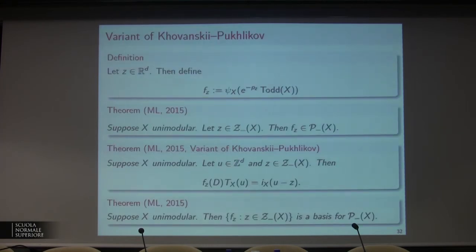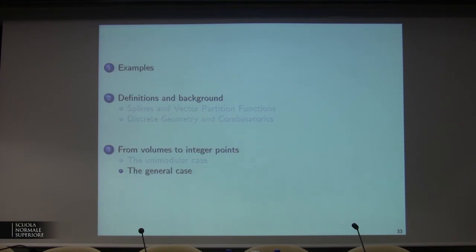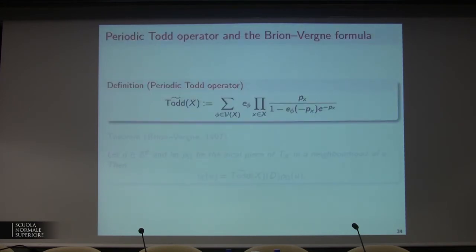Yeah, so this was the unimodular case, and then the obvious question is, can you do the general case? And the answer is yes, it's possible. Things become a bit more complicated, and we have to sum over vertices of the toric arrangement. So here we take this periodic Todd operator, which is a sum over the vertices of the toric arrangement. Then we get this function from the lattice to the circle S1 defined by the vertex. And here we take some rational function which looks a little bit like the one in the definition of the Todd operator, except that we have this additional term here.